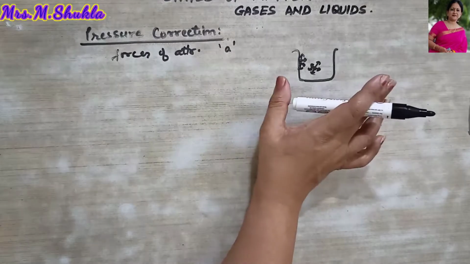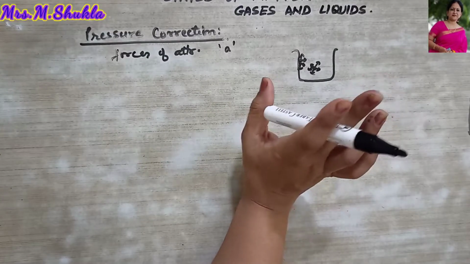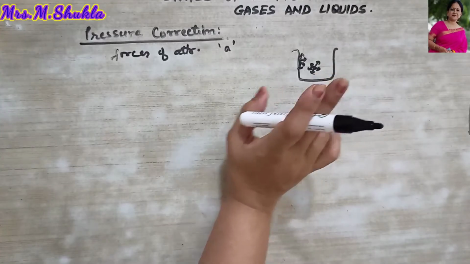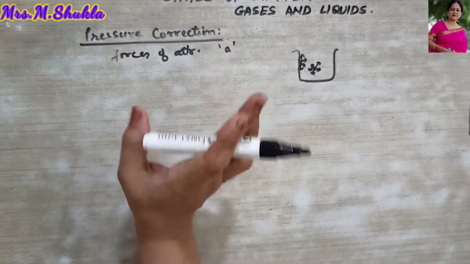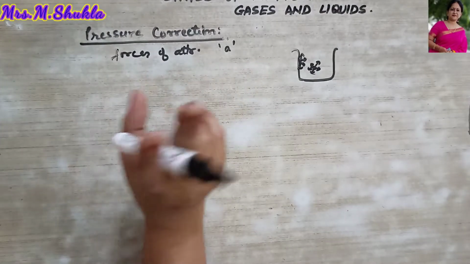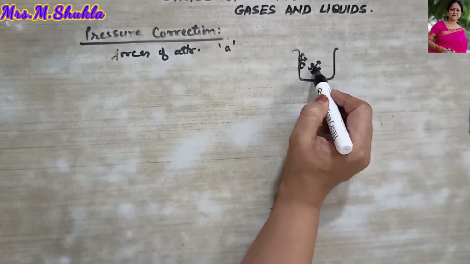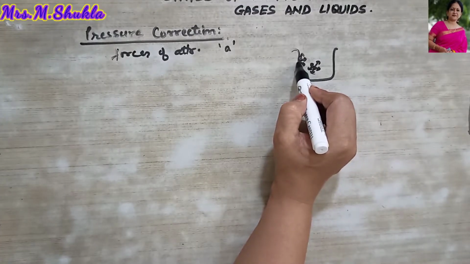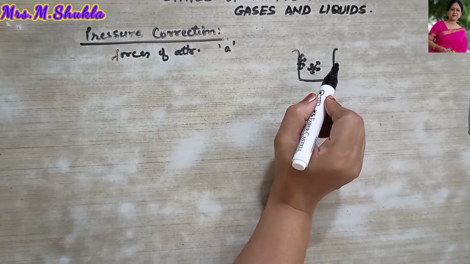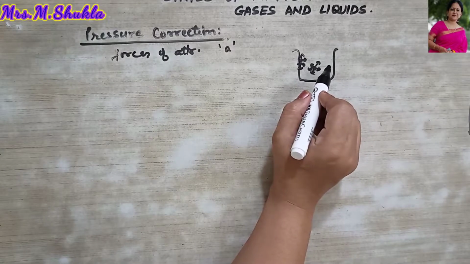Now the negative deviation from the ideal behavior is shown by the real gas, and it is an indication of the presence of the force of attraction between the gas molecules. Now this force of attraction depends completely on what? The gas density. Where is the gas density more, at the center or at the wall? It is always in the center. So the more molecules in a given volume of the gas, the more will be the force of attraction.